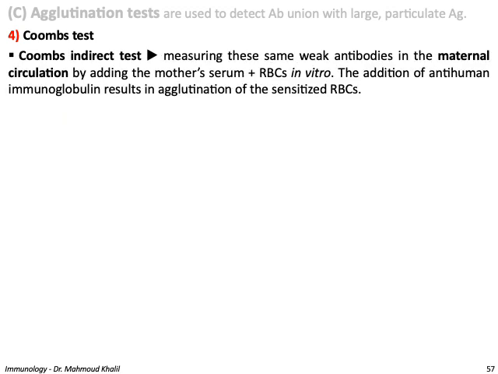While in the Coombs indirect test, you measure the same weak antibody in the maternal circulation by adding the mother's serum to the RBCs in vitro. The addition of anti-human immunoglobulin will result in agglutination of the RBCs, and this is a positive test.